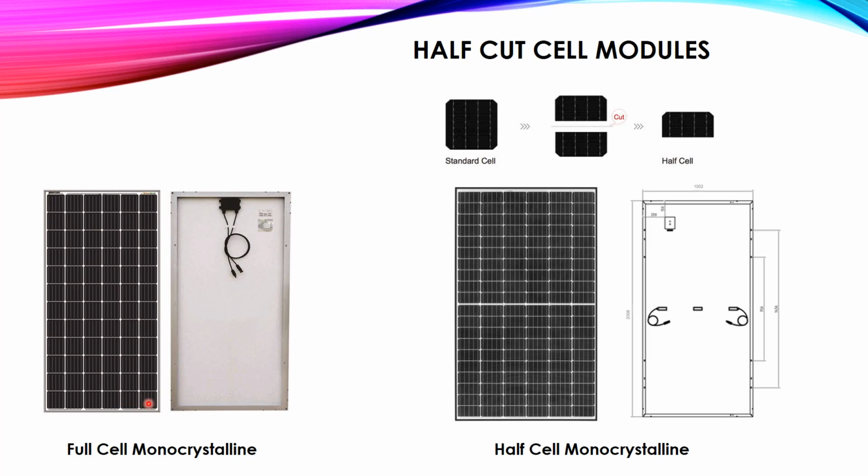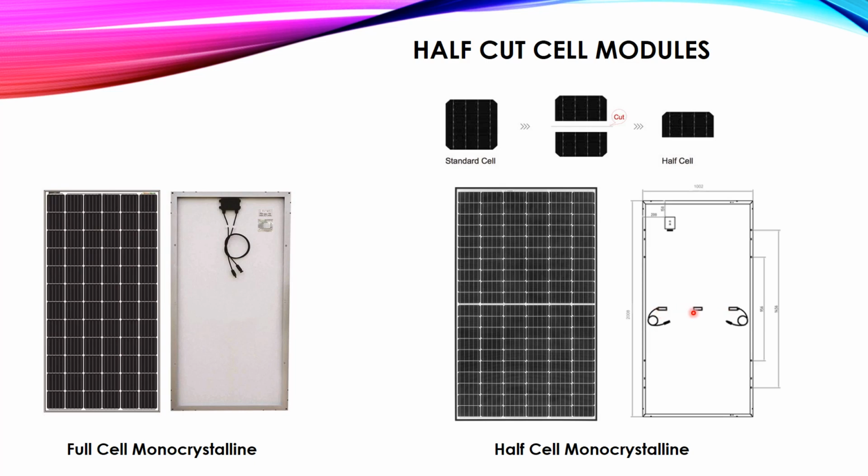All of these diodes are contained in one complete junction box, this one. But in the half cell monocrystalline, similar to the full cell monocrystalline, we have 3 bypass diodes. But each of the bypass diodes is contained inside a junction box, a smaller junction box. So this is a junction box, inside it one bypass diode.